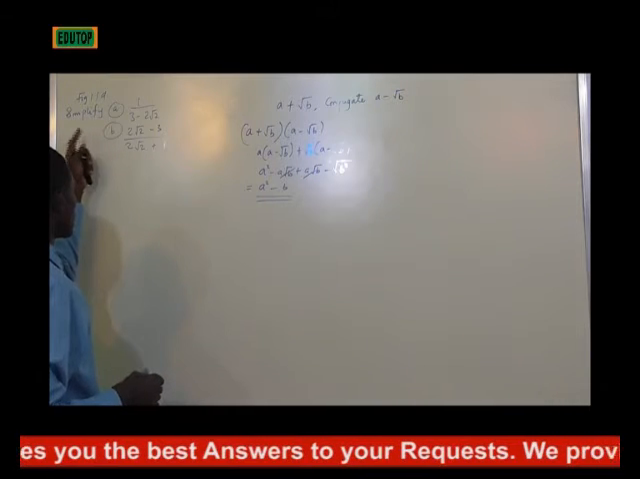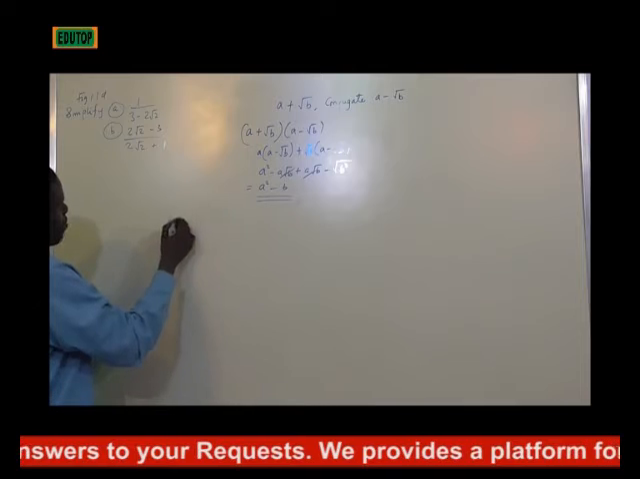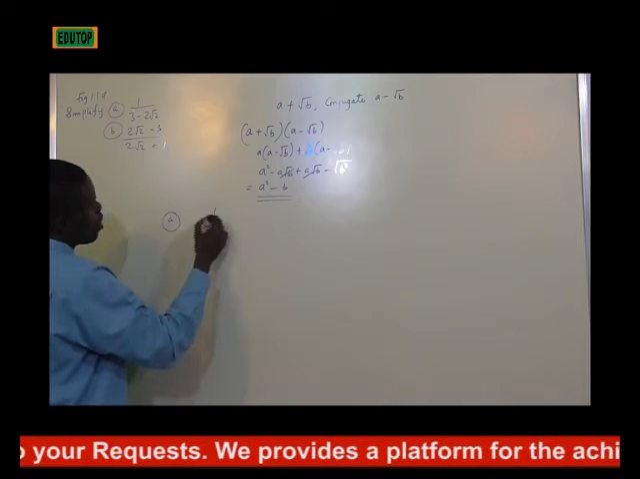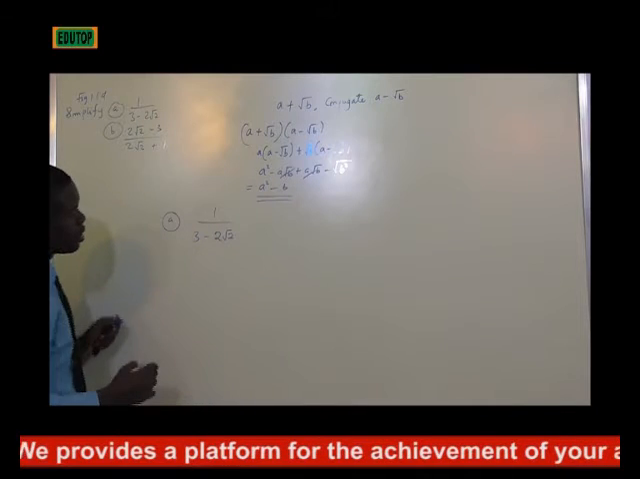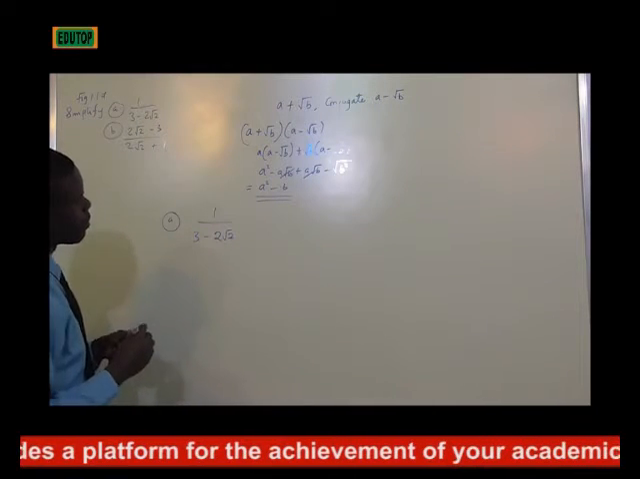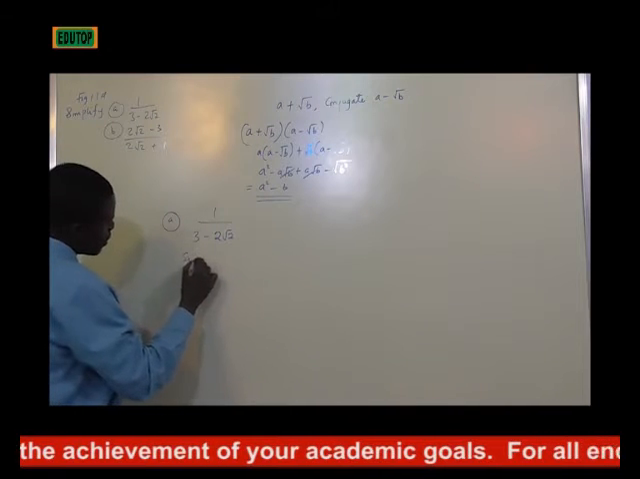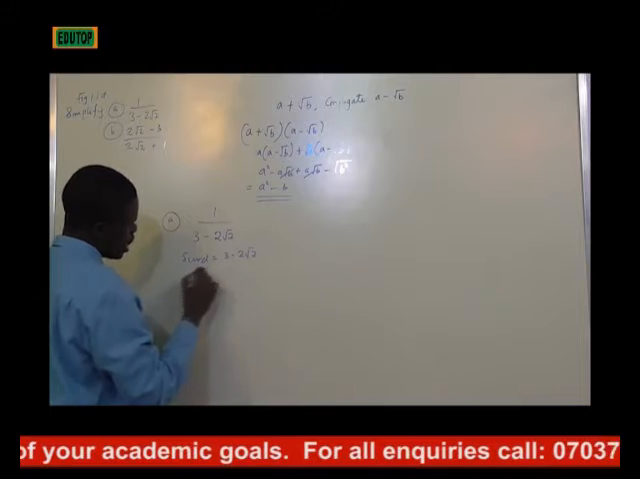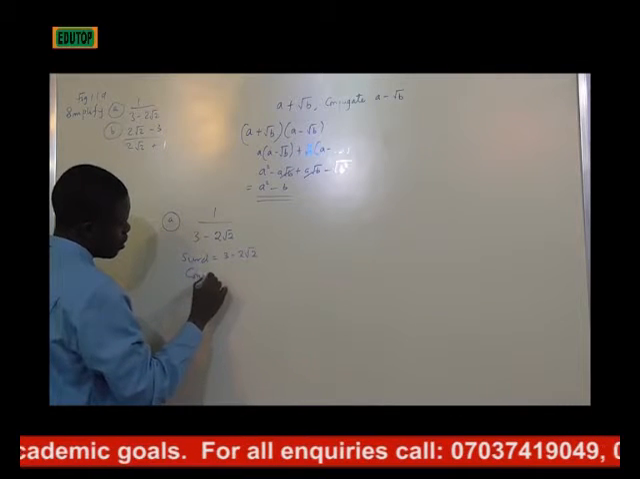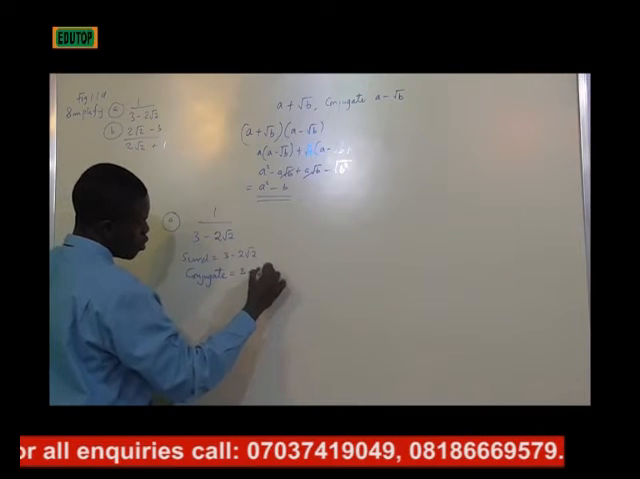We have two questions here. Simplify A and B. If we are to look at A, we have 1 over 3 minus 2 root 2. Then in this first case, we try to look for the surd. The surd here is 3 minus 2 root 2. Then the conjugate of this surd will now be 3 plus 2 root 2.